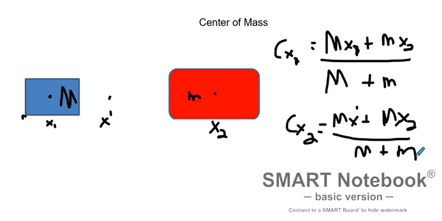Now, what if I wanted to get the velocity of the center of mass? Well, then I'll just take Cx2 minus Cx1, and I'll just divide by time. So essentially, where did the center of mass move to? I'm taking the difference between those two spots and just dividing by time, just like I would with any kind of velocity that I would want to calculate. Velocity is distance over time.